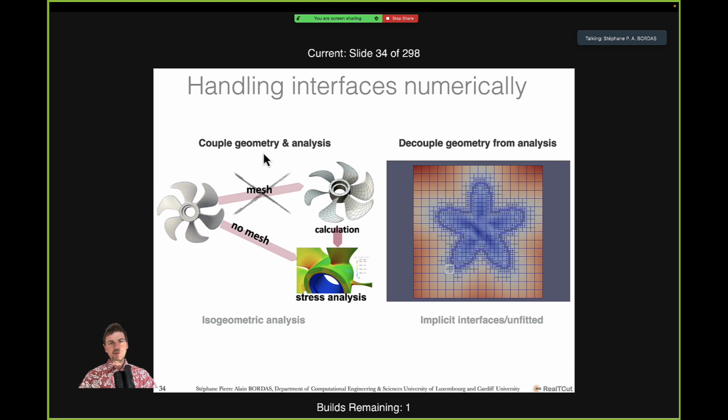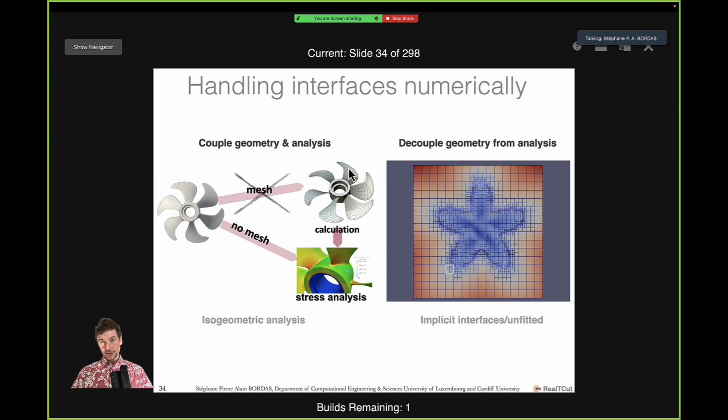And it's quite interesting to ask ourselves, okay, which of the two is going to help us more, depending on what we're trying to solve? And this is what we are trying to do today. So again, in isogeometric analysis, if we start from an arbitrary geometry, which is a propeller of a ship here, and we try to simulate, for example, the stress distribution inside this propeller. Well, there are two approaches.